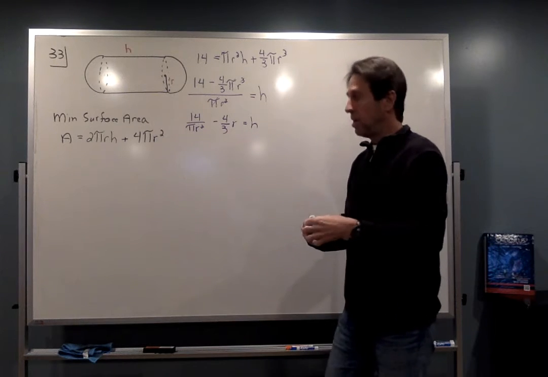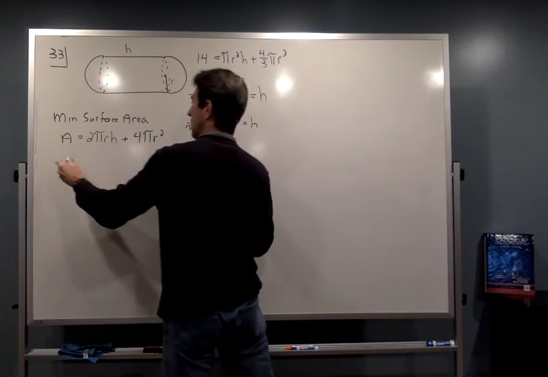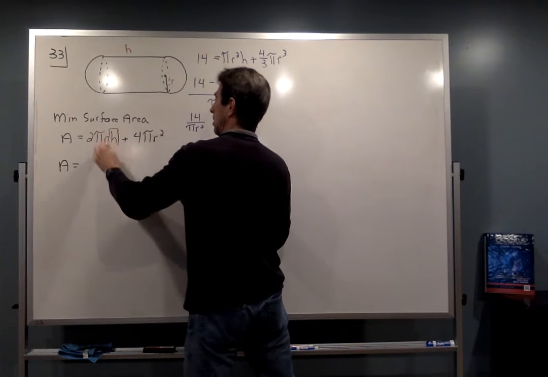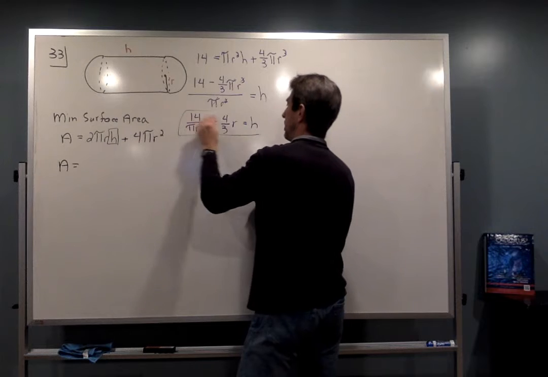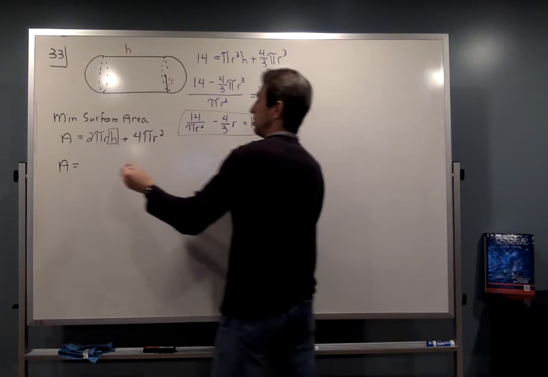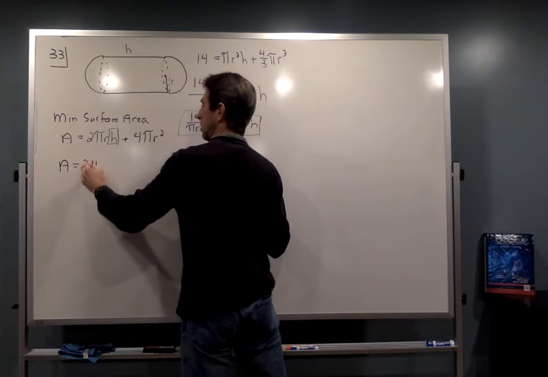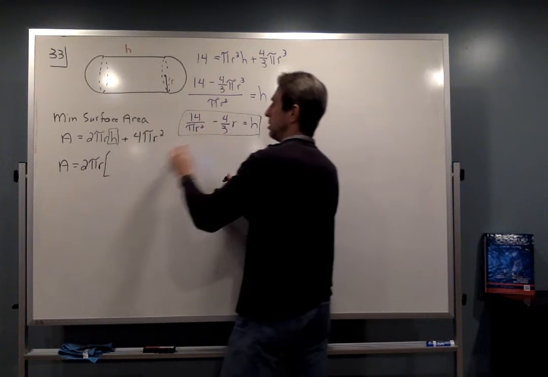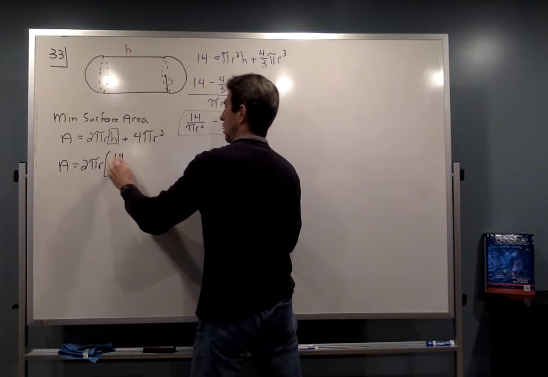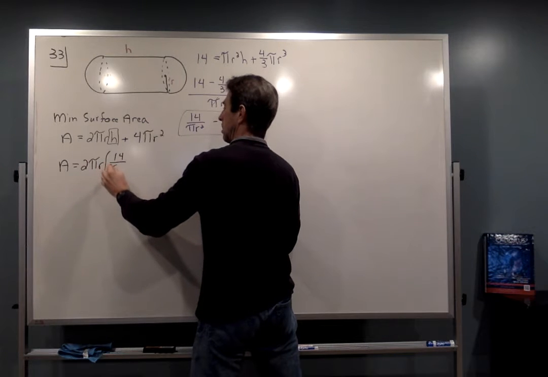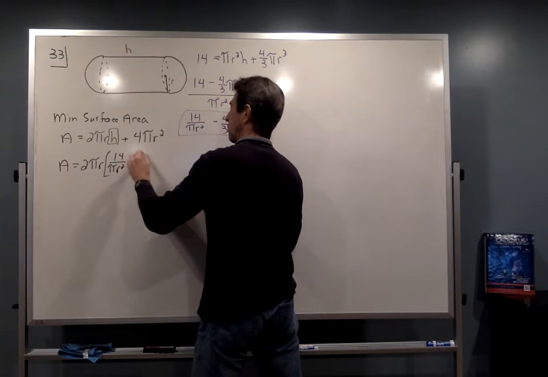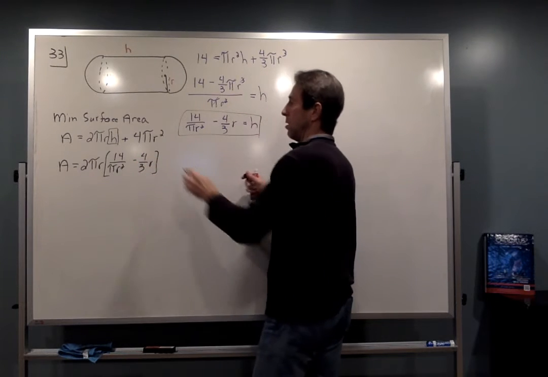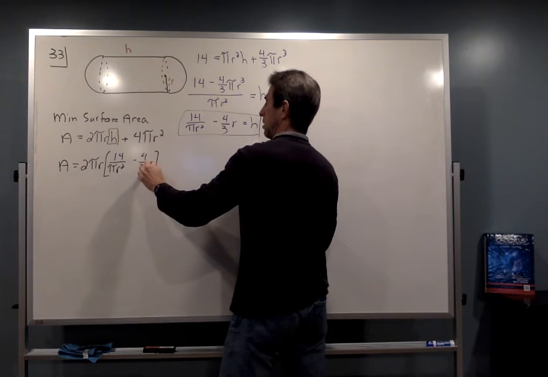So now my primary equation is area is 2 pi r h, and that's where I get h. So 2 pi r, h is this whole expression, 14 over pi r squared minus 4/3 r, plus 4 pi r squared.